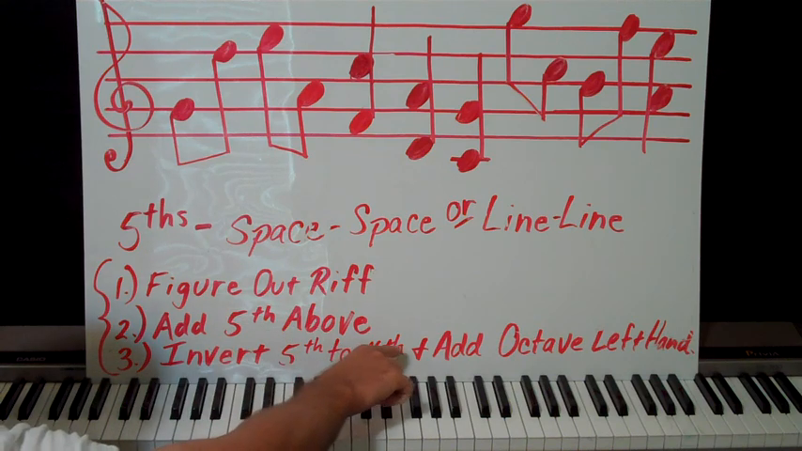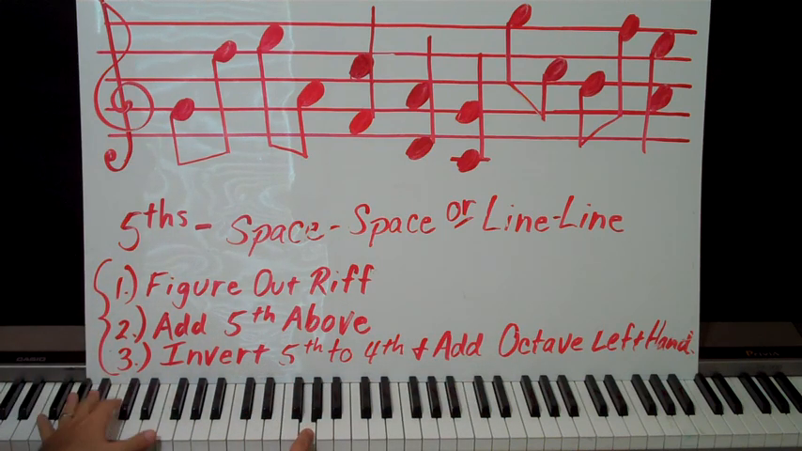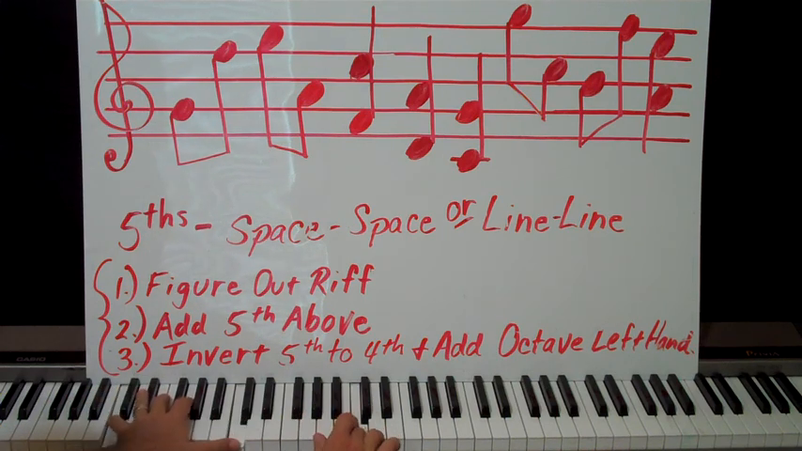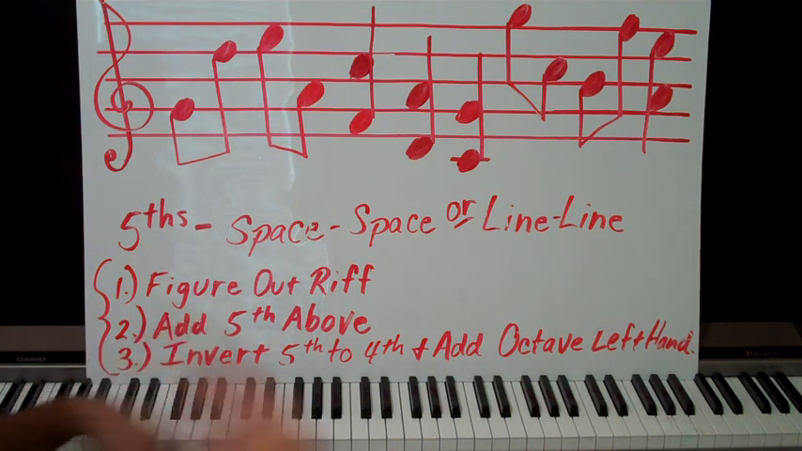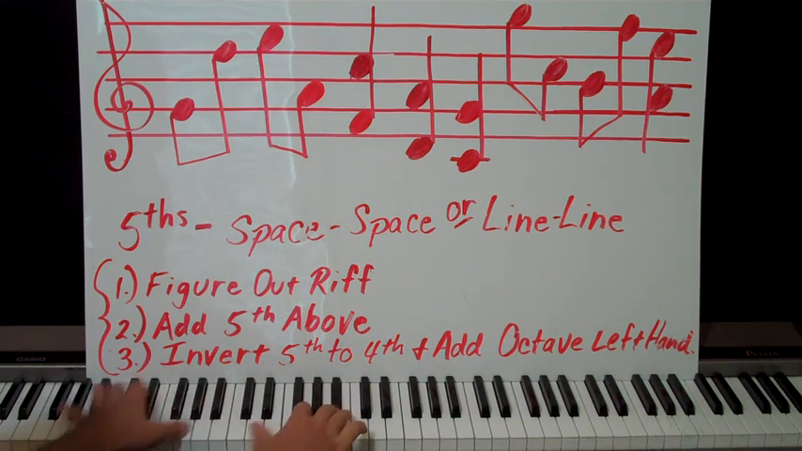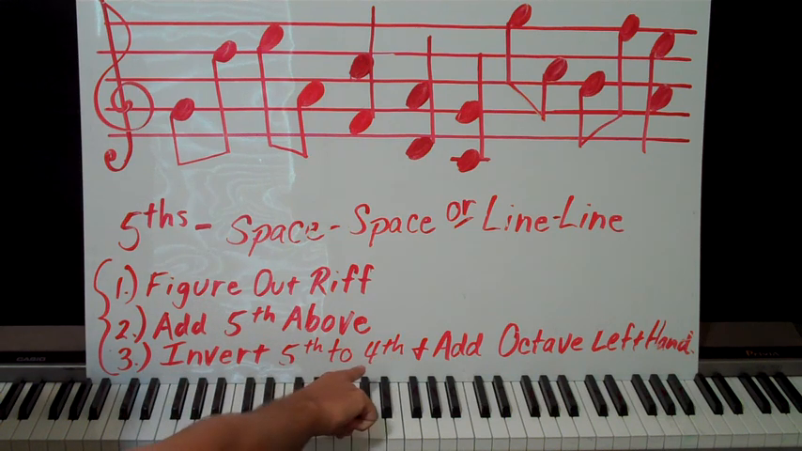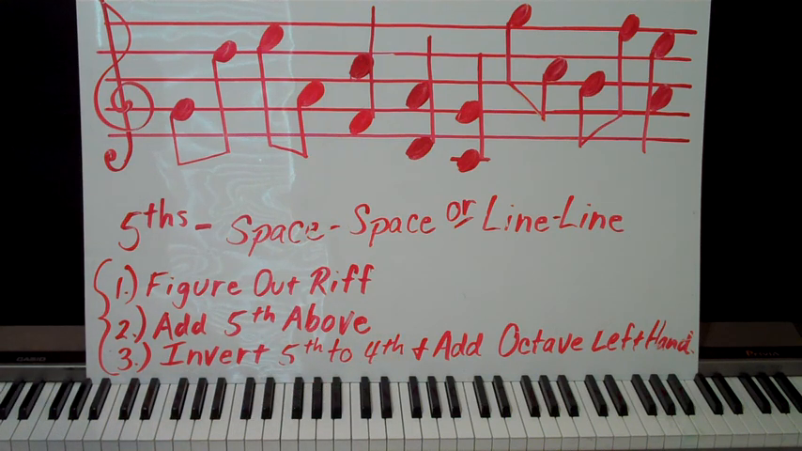So invert the fifth to a fourth, and then add the octave in the left hand. And my left hand is going to play what my right hand did here, in octaves, and that just fills it out. You see that? So again, figure out the riff, add a fifth above, invert the fifth to a fourth, and then add the octave in the left hand. Let's do it on a different riff.